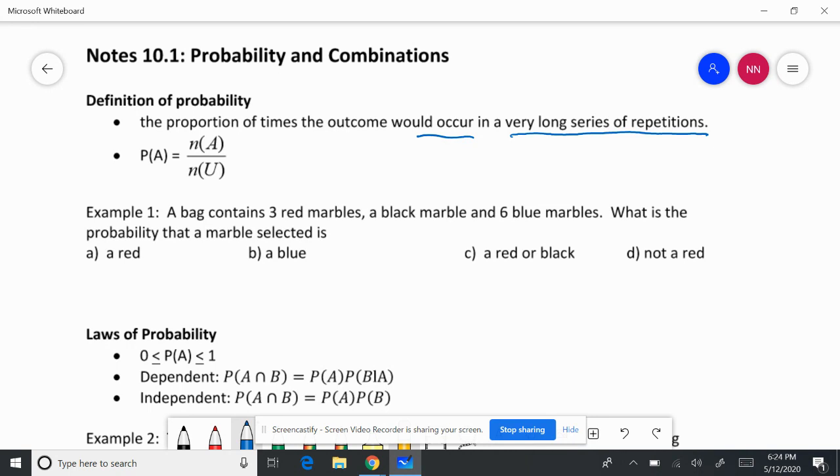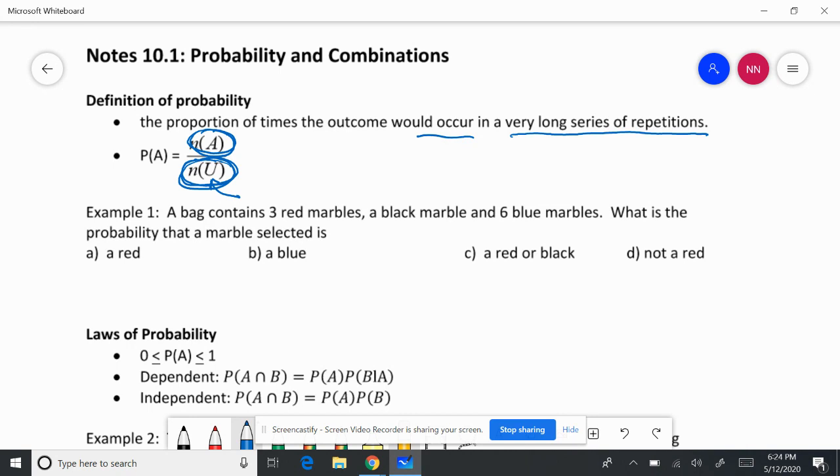Mathematically, this is what we're talking about: whatever our event is, over all the possibilities. U stands for the universal, meaning all the possibilities. So the possibility that we want over all the possibilities. And that's our basic definition for a probability.